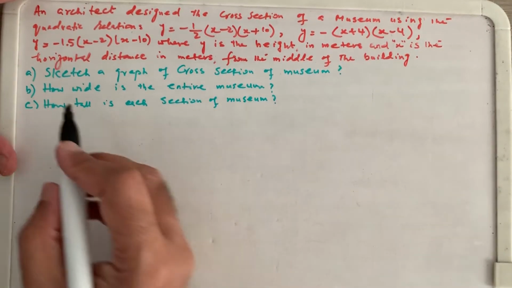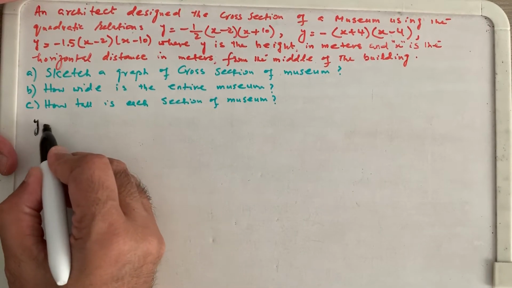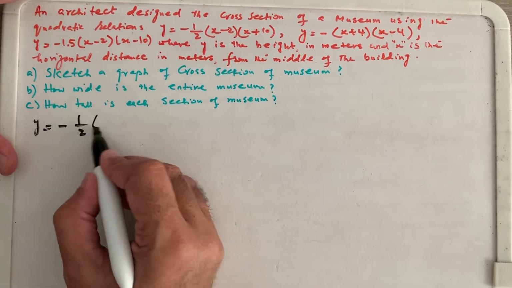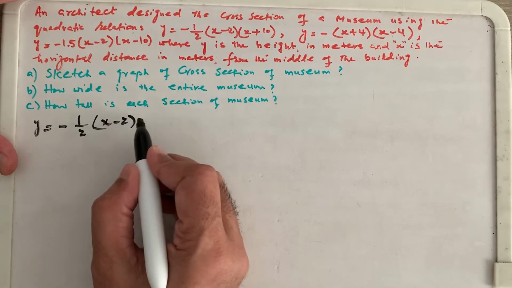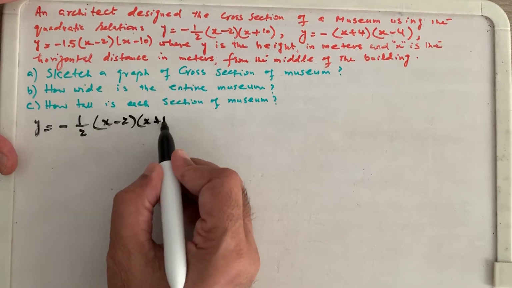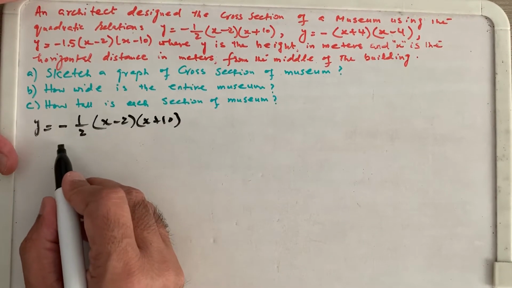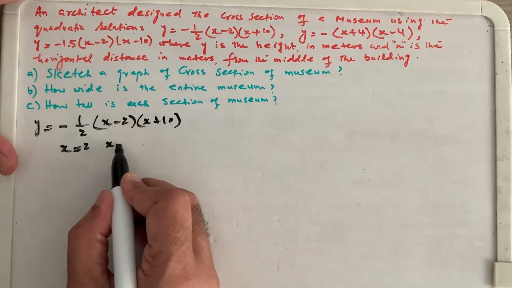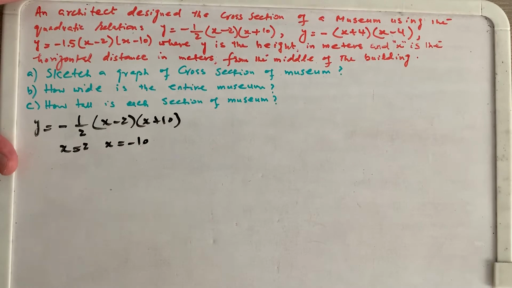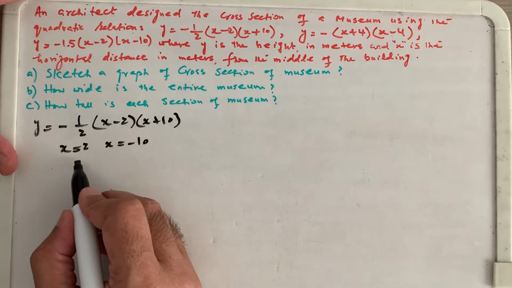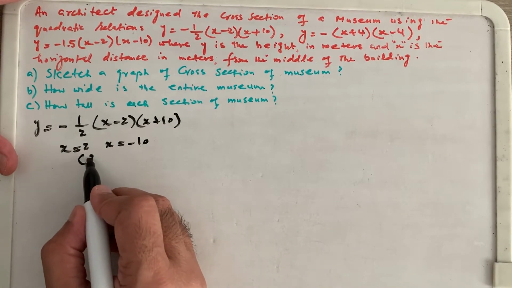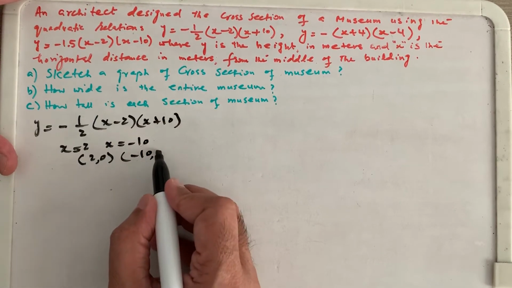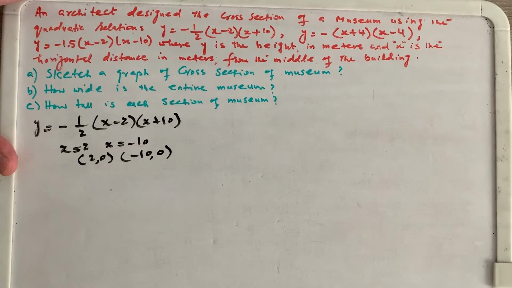So the first equation, I will write the first equation and find the two intercepts: minus half (x minus 2)(x plus 10), and the two intercepts are x equals 2 and x equals minus 10. So now we have two coordinates of the parabola, which are (2, 0) and (minus 10, 0). These are also called zeros, right? So we have two points of the parabola.